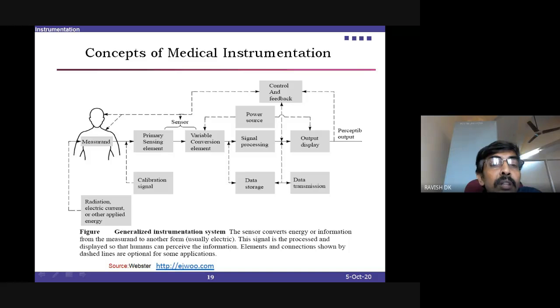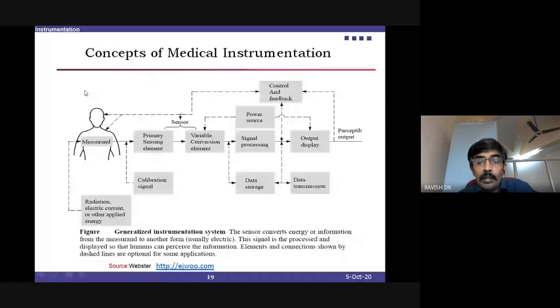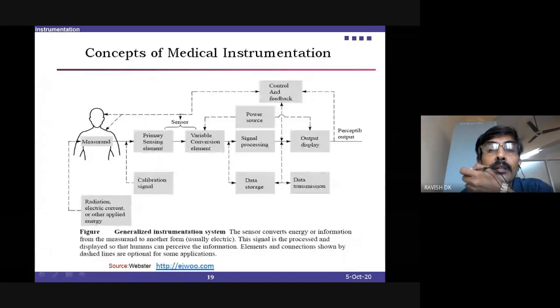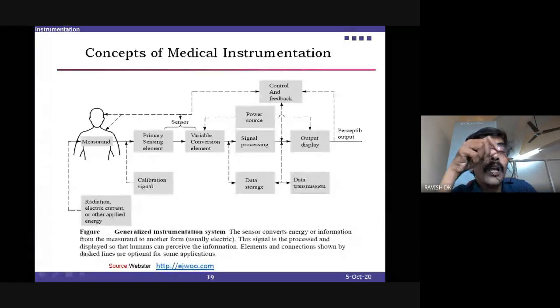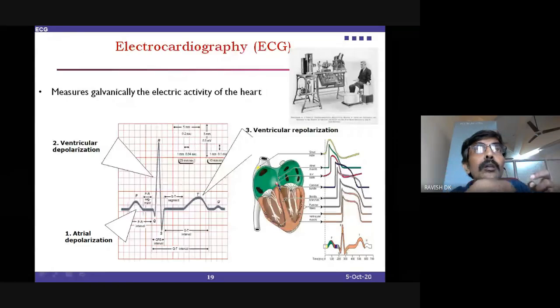The only thing is, we are making measurement of a physiological quantity instead of a physical quantity. What is the physiological quantity? It is the electrical activity from the human, or temperature measurement from the human, respiration from the human. These things we measure on human activity. It is termed a medical instrumentation system. Now I am coming to the topic in depth.